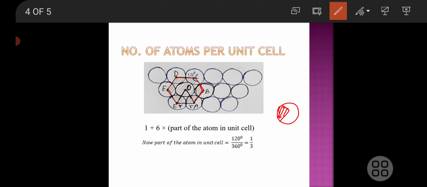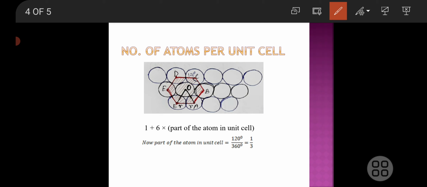So what is this angle? If you observe carefully, it is very easy to find out. This angle is 120 degree. So from the complete atom, a 120 degree angular part is shared within this unit cell. What is the complete angle of this atom? It is 360 degree. So we can find the part of the atom: 120 degree by 360 degree, this is 1/3. So 1/3 part of each atom is shared within this unit cell.